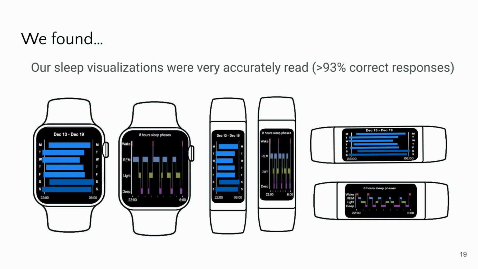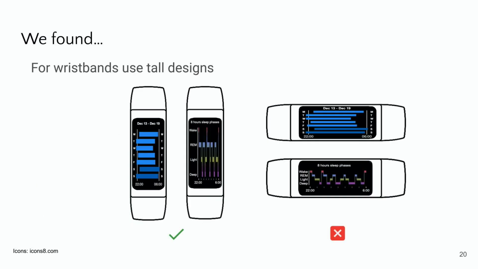We found visualizations on fitness bands can be effectively read for different tasks, even though they display a lot of data. The negative effect of the horizontal compression seemed to be less important than we thought. We didn't find important differences between the smaller and the larger visualizations for most tasks. The tall designs for weekly sleep duration and nightly sleep phases should be preferred for wristbands in most cases because people are effective with them and wearers don't have to rotate their arms.